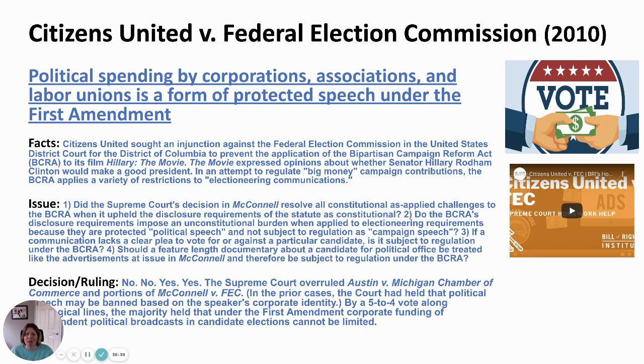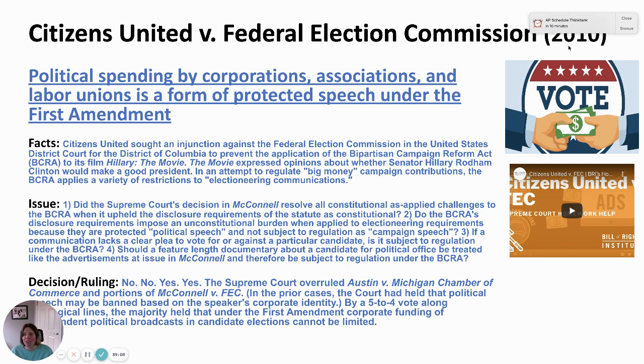First, did the Supreme Court decision in McConnell resolve all constitutional as-applied challenges to the BCRA when it upheld the disclosure requirements? So in a previous case, the Supreme Court actually upheld the BCRA. Is that still applied, basically? And then do the BCRA's disclosure requirements impose an unconstitutional burden when applied to actual electioneering requirements because they're protected political speech and not subject to regulation as campaign speech?